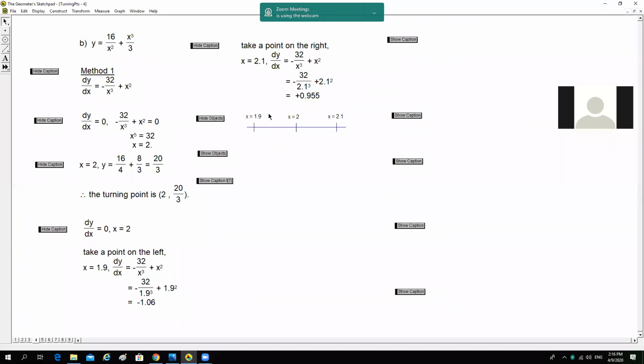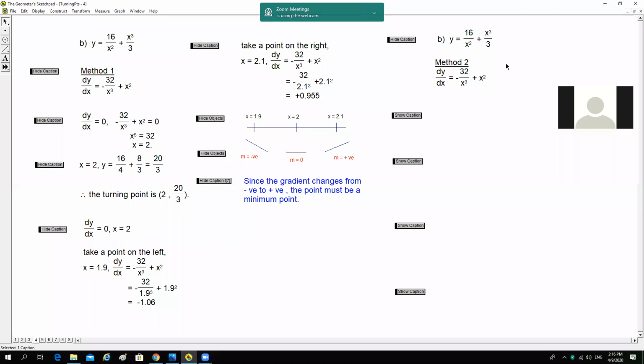These are the 3 points. 1.9 negative. x equal to 2, 0. 2.1 positive. So the shape of the graph is like this. Negative to positive. So what type of point is it? Minimum point. Right? Minimum point. Okay, now we're going to use the second method.